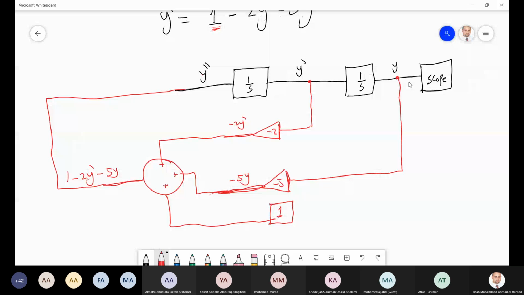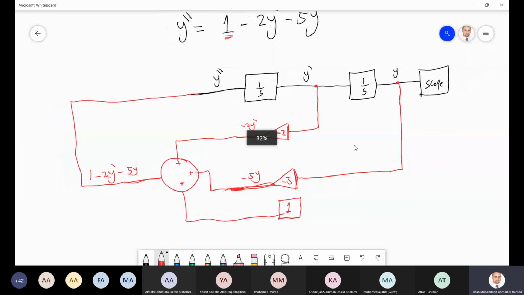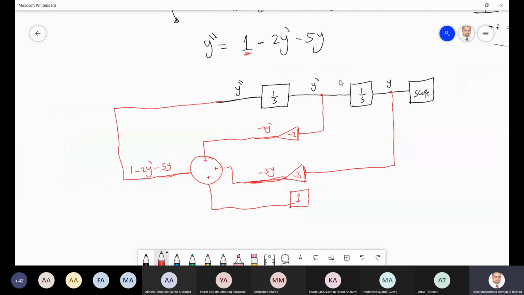Okay? So what you need to do is always write the differential equation in this form, so it will be very easy for you to understand what is the value of y prime. So y double prime is the input for the first integrator. So what you need to do is always take branches from your system and make multiplication, different operations in order to get the value of y double prime. This will be your input for your first integrator.